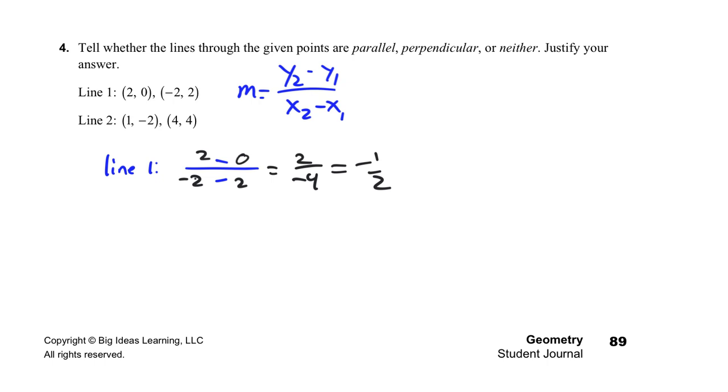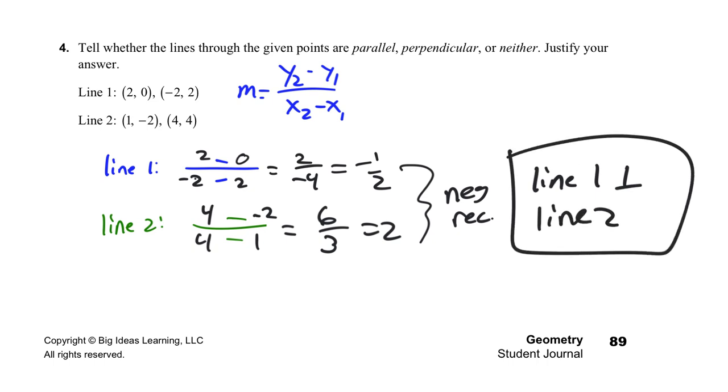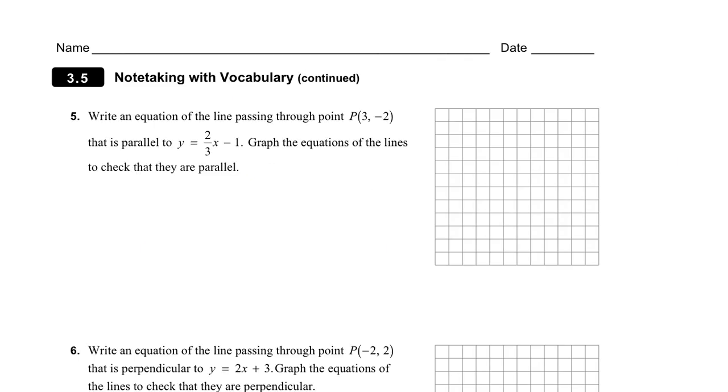All right, let's go ahead and look at line 2 now. So here's line 2. y2 minus y1. y2 is 4, y1 is -2. And then x2 is 4, x1 is 1. And this is going to give me 6 over 3, which is +2. Now, it just so happens these two are negative reciprocals of each other. That means line 1 is perpendicular to line 2. So they're perpendicular. All right, let's go to the next page.